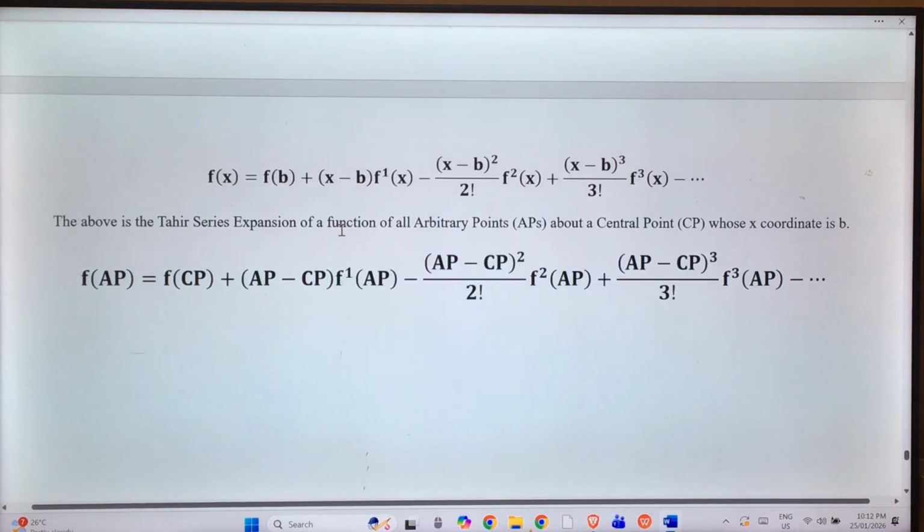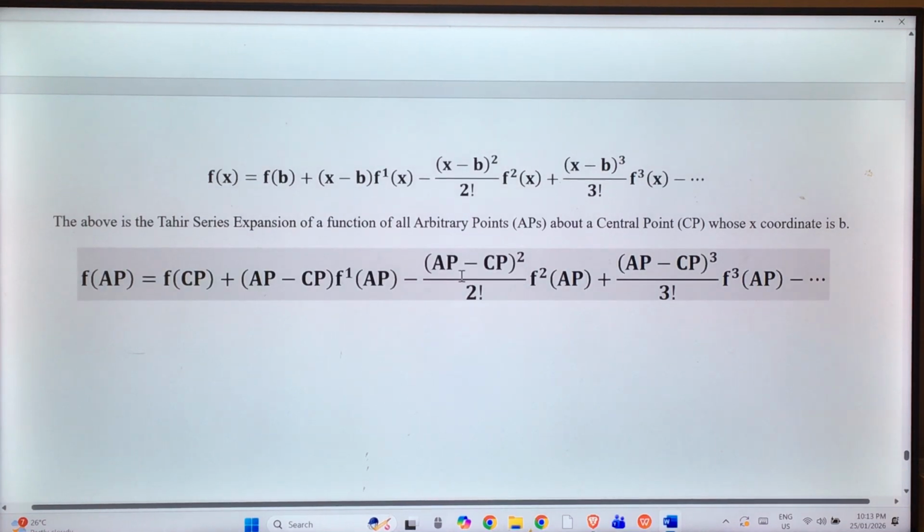The above is the Tahir series expansion of function at all arbitrary points, AP, about a central point, CP, whose x coordinate is b. In order to understand Fayaz Tahir series expansion of function, we can write it as: f at arbitrary point is equal to f at center point plus (arbitrary point minus center point) and so on. So you can understand this easily.